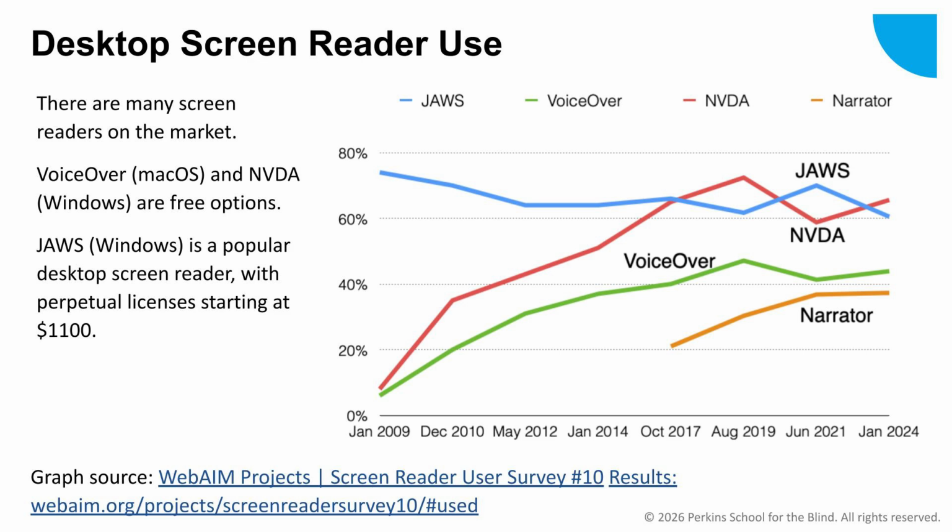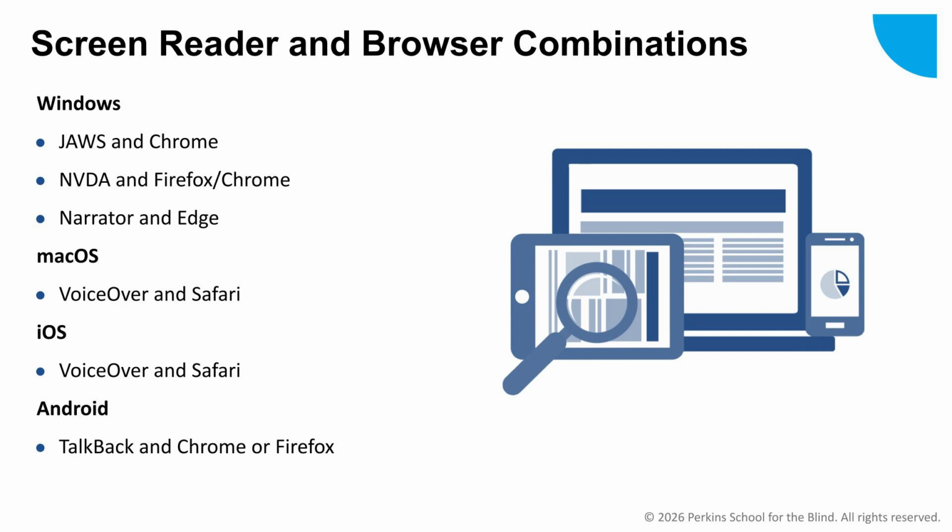When testing with screen readers, it's good to know which ones work best with which browsers. Think about it like cross-browser compatibility testing. On Windows, JAWS works best with Chrome. NVDA works best with Firefox or Chrome, and Narrator works best with Edge. On macOS or iOS, VoiceOver works best with Safari. On Android, there's a screen reader called TalkBack that works best with Chrome or Firefox.